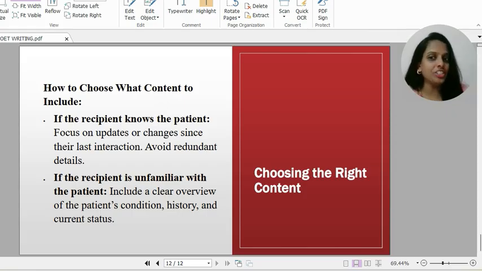That's all for this session on purpose and content in the OET writing subtest. We hope these tips and examples make your preparation easier. In our next video, we'll explore how to achieve clarity and conciseness while adhering to the required genre and style.